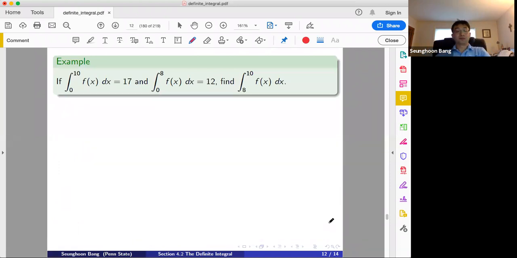So do you know how you can solve this problem? What is your answer? The integral from 0 to 10 of f of x dx equals 17. The integral from 0 to 8 of f of x dx is 12. Find the integral from 8 to 10 of f of x dx. So what is your answer? Do you have any idea?